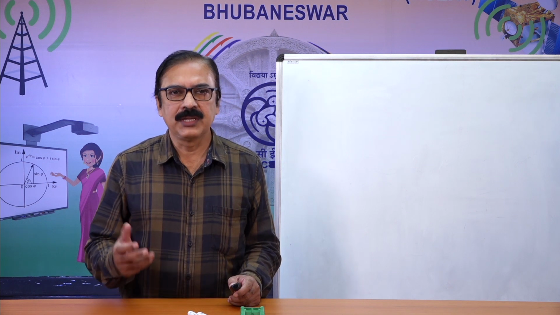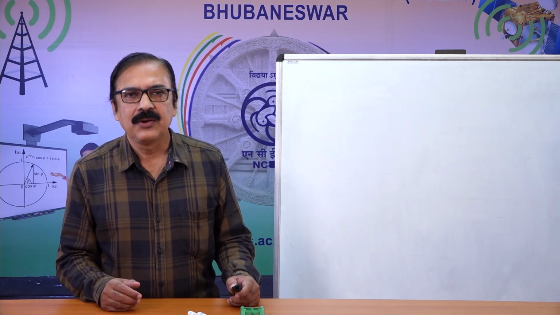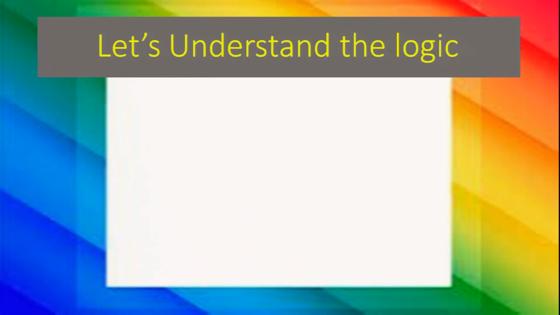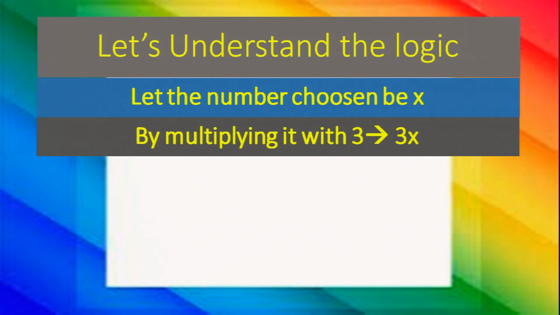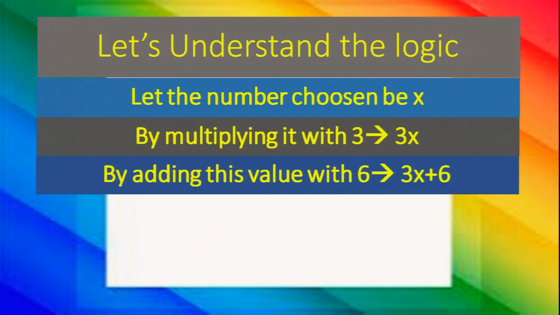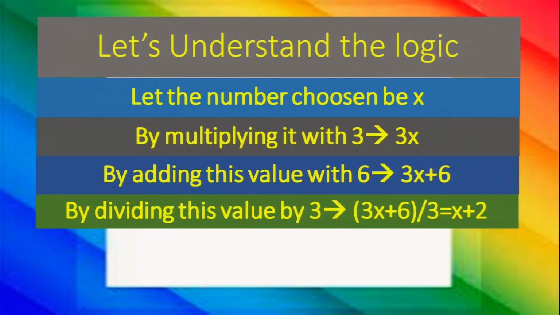Let's see the logic. Understand this logic. What is the logic behind it? Let's take the number be x. If the number is x, then what to do? We have to multiply it with 3. Then we get 3x. Then add 6 with that value. Then we'll get 3x plus 6. Then divide this value by 3. Then what do we get? 3x divided by 3 gives x, and 6 divided by 3 gives 2. So we obtained x plus 2.